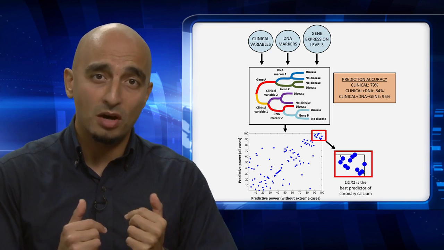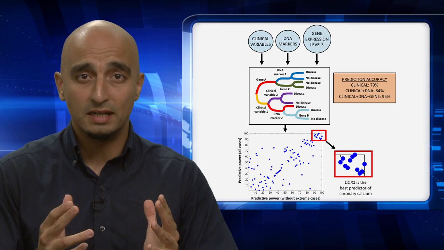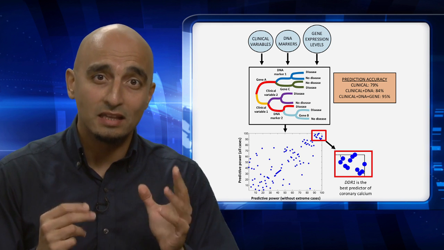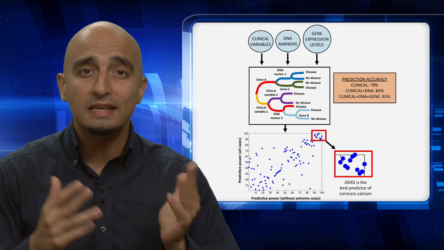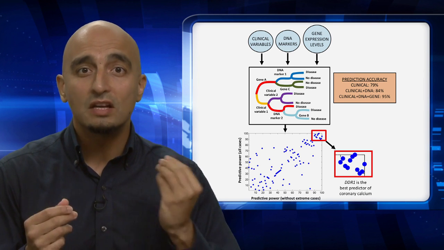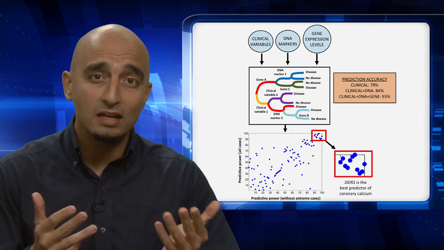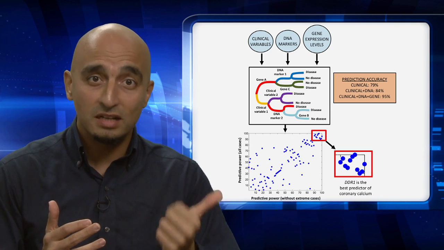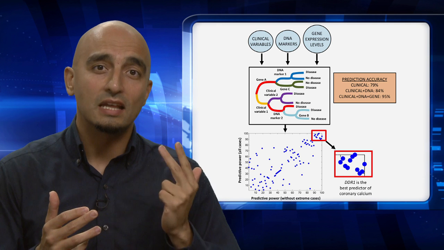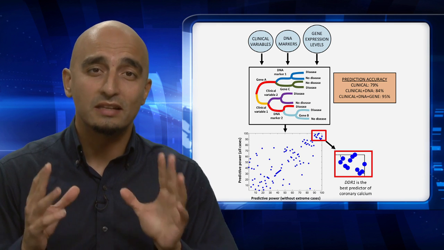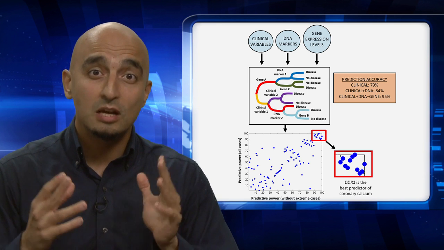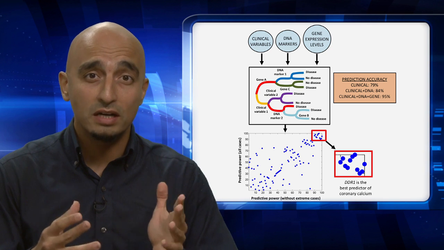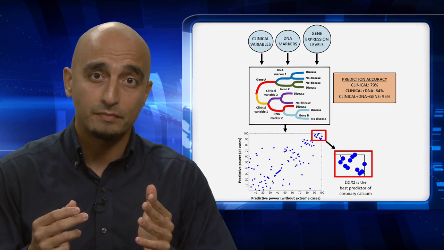I built statistical models that predict the presence of coronary calcium using data gathered from several male patients within the age range of 50 to 65 with and without high levels of coronary calcium. In these models, I used three classes of variables: clinical variables, DNA markers, and the levels of 100 transcripts that are expressed from 46 genes previously associated with coronary calcium in the literature.